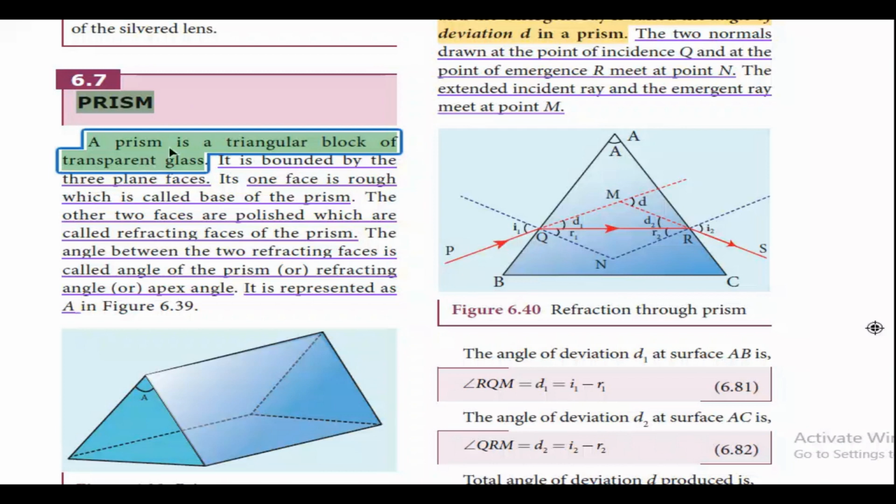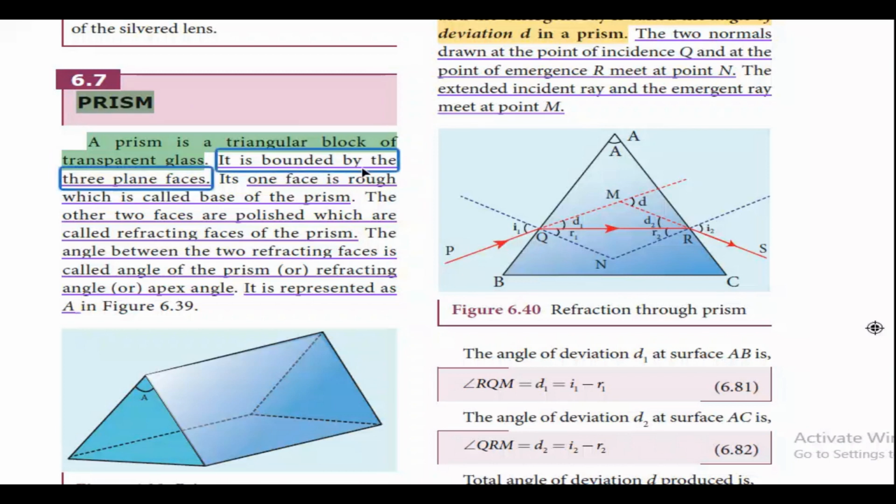A prism is a triangular block of transparent glass. It is bounded by three plane faces. The first face is rough, which is called the base of the prism. The other two faces are polished, which are called the refracting faces of the prism.